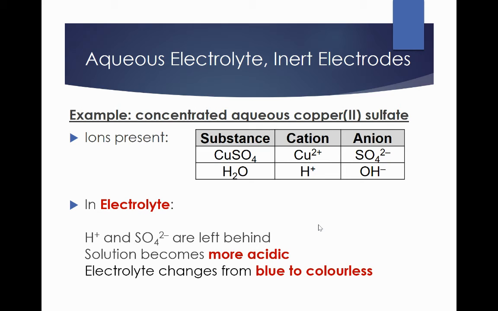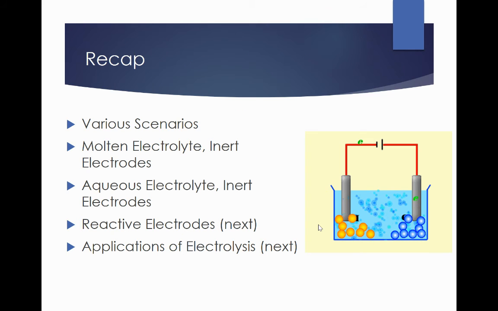And this brings us to the end of this whole part B of your electrolysis. And again, just to recap, we have looked at the various scenarios: the molten electrolyte, the aqueous electrolytes, and all these with the inert electrodes. We are also going to be looking at reactive electrodes as well as applications of electrolysis in the next video coming right up. Thank you.